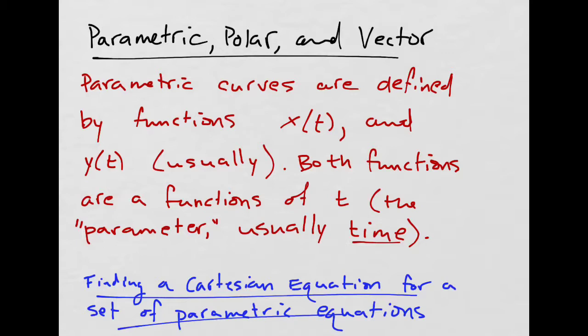Parametric curves are defined, we'll start with parametric, defined by functions x and y. Both are functions of t, and t is called the parameter. That's why they're parametric equations. You can think of t as time, usually. So x of t, the x function, represents the x-coordinate of a single point, and then the y function represents the y-coordinate of a single point. Depending on what value of t you put in, the x-coordinate changes and the y-coordinate changes.